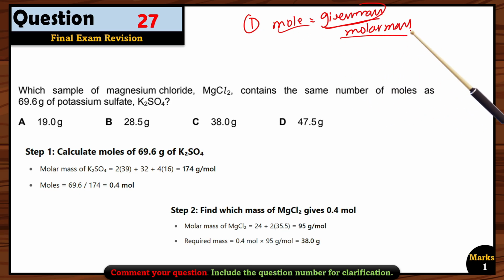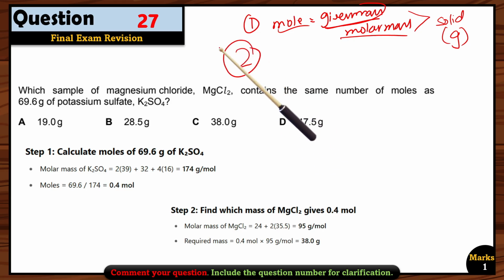What you need is just the given mass or maybe moles, because molar mass you can easily calculate from the periodic table. You just need one of these pieces of information and you can easily calculate the other. Usually we use this formula for solids. For example, if the question gives you any information in grams, then you have to use this formula.